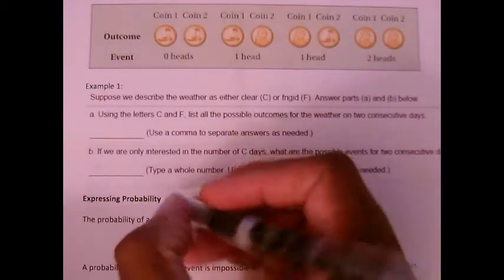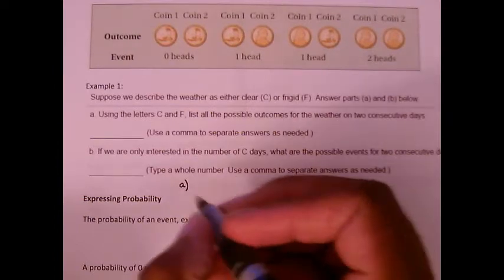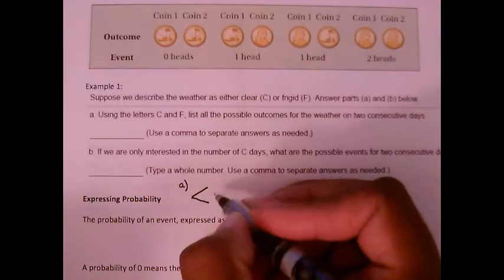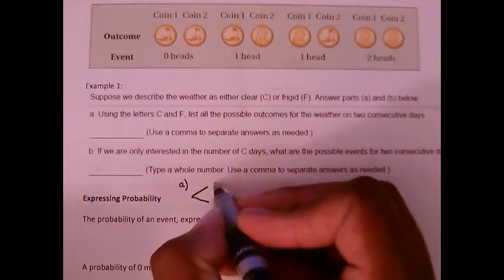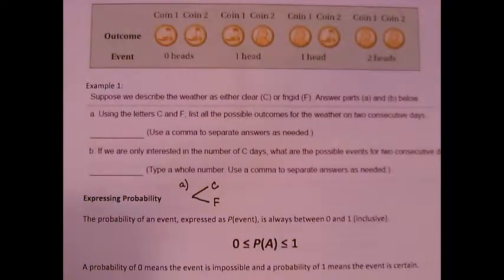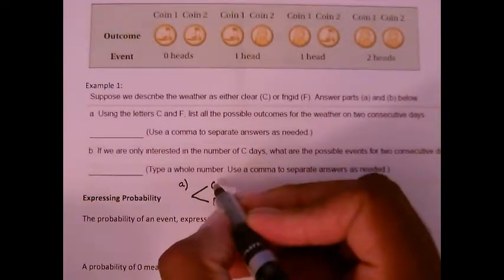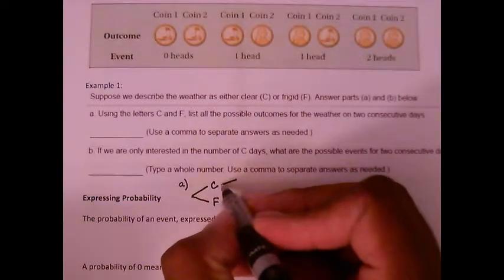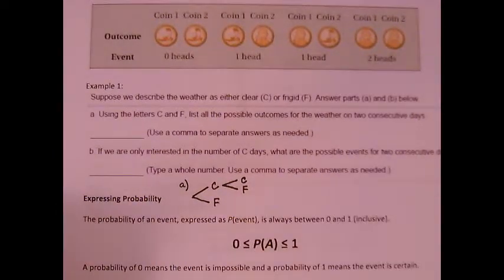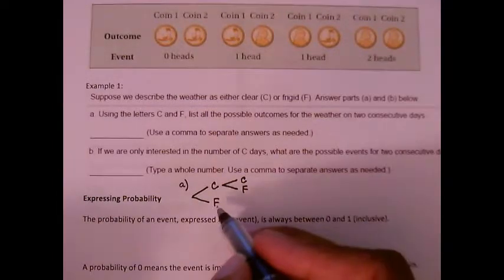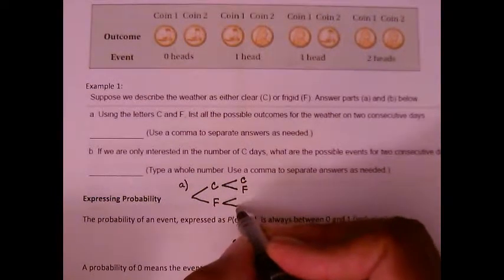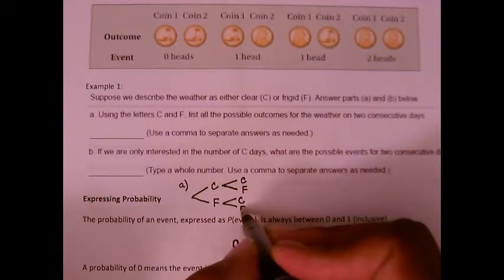I'm going to put A down here since I don't have enough room. So, for the first day, it could be either clear, C, or frigid, F. Now, on the second day, if the first day is clear, the second day could be clear, or the second day could be frigid. Now, if the first day is frigid, then the second day could be clear, or frigid.